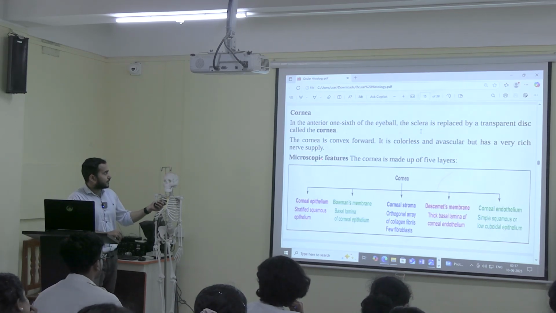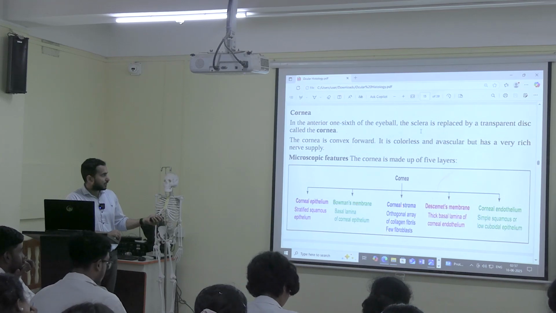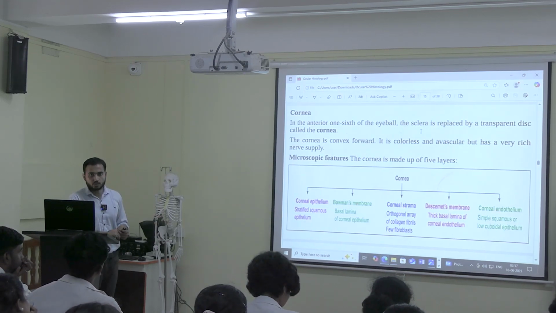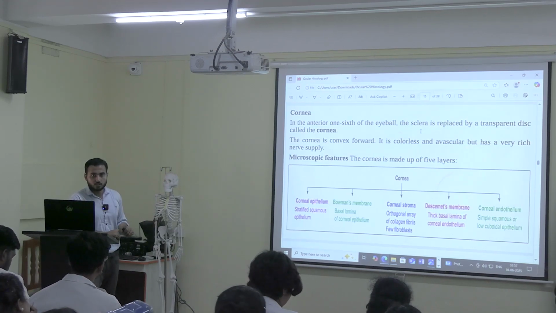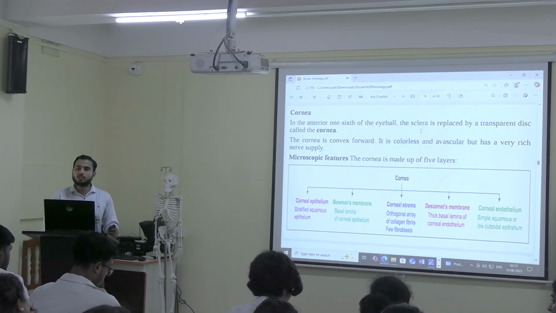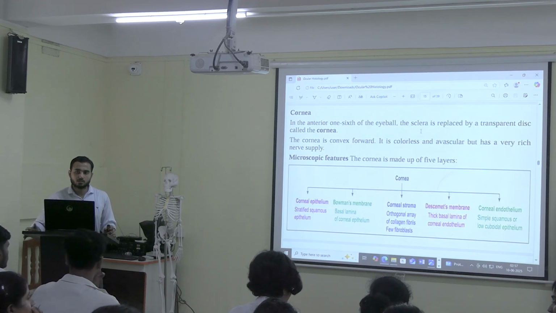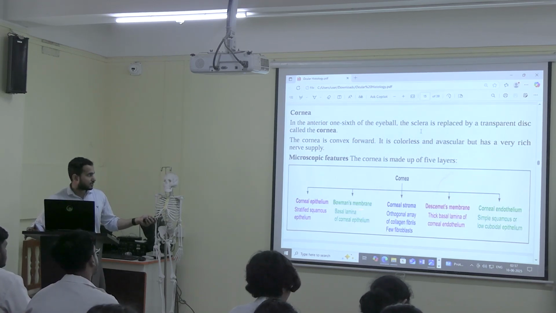Now, if you see the microscopic structure of the cornea, it is made up of how many layers? 5 layers are there. Okay. As you can see, corneal epithelium, Bowman's membrane, corneal stroma, Descemet's membrane, and corneal endothelium. Not epithelium, this is endothelium. This is corneal epithelium. Okay. So if you go from outermost layer to innermost layer, these are the layers.